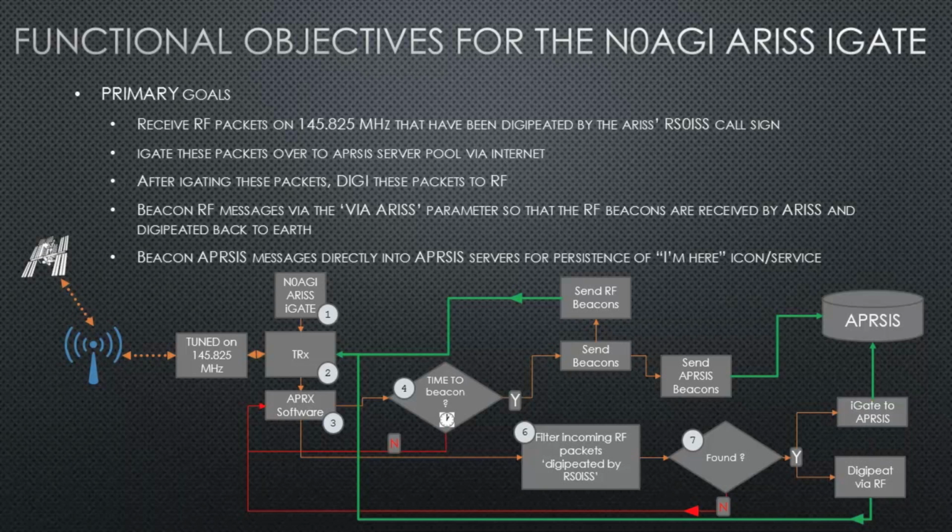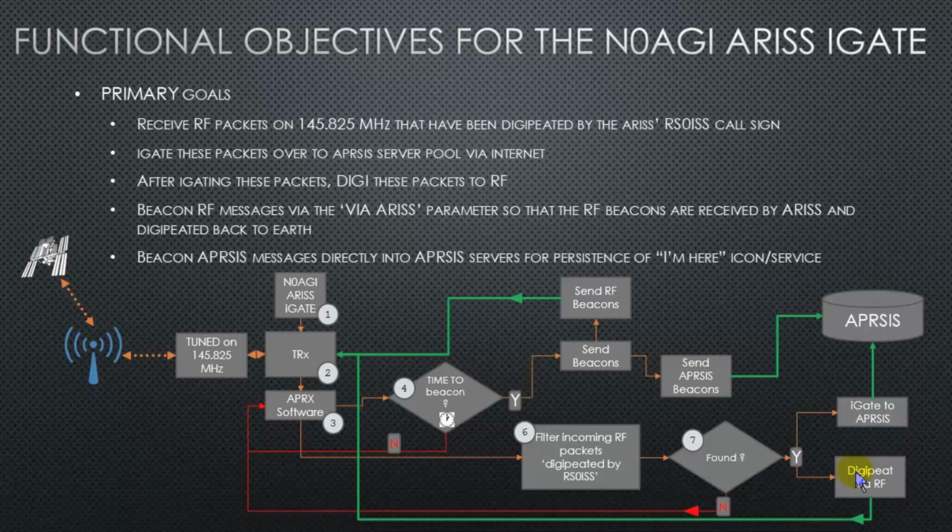And we covered this particular slide to be able to beacon on a recurring basis both to the APRS-IS directly and through the RF using the via ARISS parameter. So we also talked about the filtering of incoming RF packets to only those that are digipeated by RS0ISS, and then iGating them to APRS-IS, and then digipeating them back to RF. The digipeating back to RF, I'm going to reserve that for a phase 2 for now.